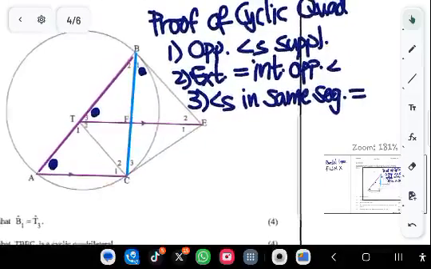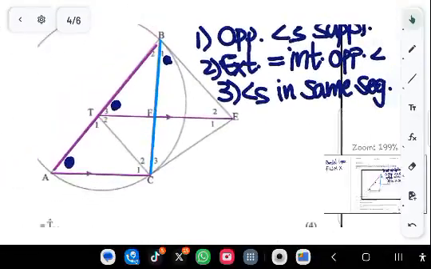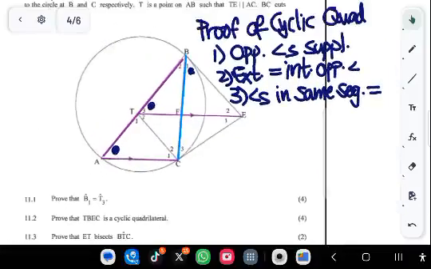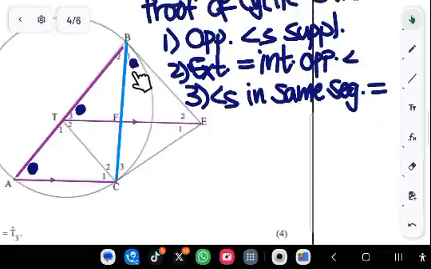What will those angles in the same segment be? It could be any of these. It could be B1 and T2. It could be T3 and C3. You could look at any chord and then find angles in the same segment. So let's use T3 and C3. All right. How are we going to use this? So let's use angles in same segment.